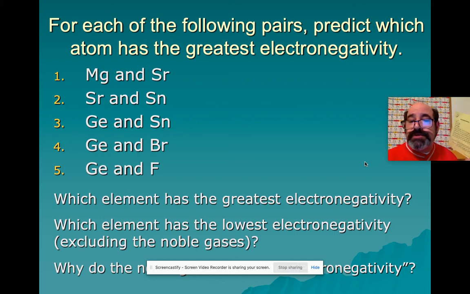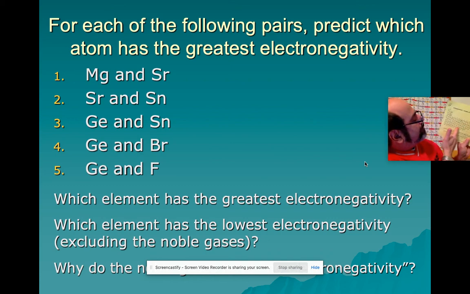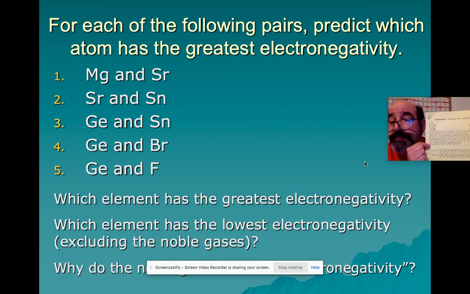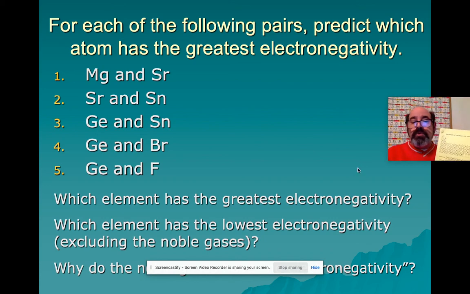So which element has the greatest electronegativity? I told you, F. Which element has the lowest electronegativity, excluding noble gases? Zero is not the lowest. Lowest is on the other side of the periodic table. Fr again, who happens to be the biggest, right? The biggest size, lowest electronegativity. It's the opposite. What a coincidence. What group doesn't have electronegativity? The noble gases. Why? They don't want electrons. They have enough. They have a full shell. They have their octet. They are very happy.